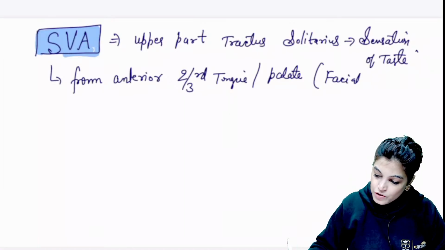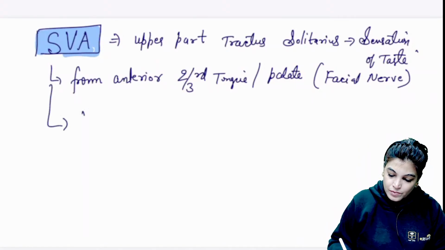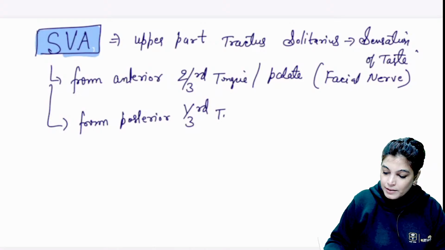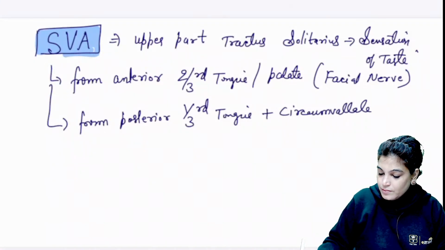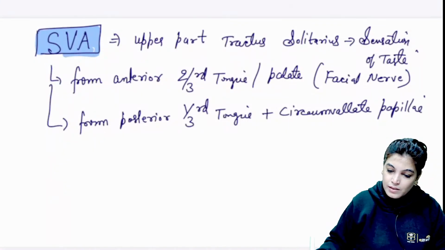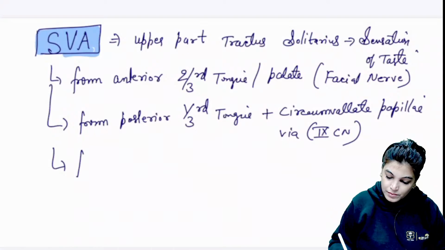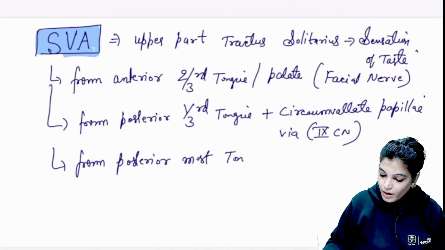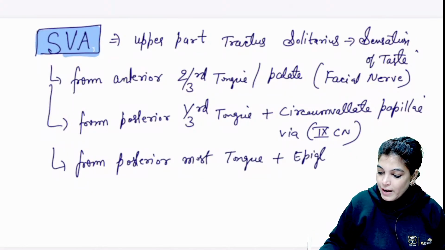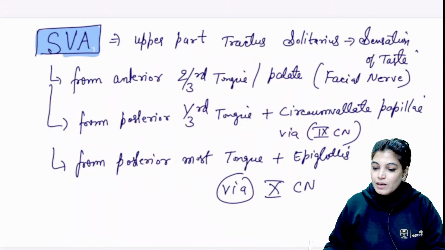Via which structure? Via facial nerve. Also from the posterior 1/3 of tongue plus circumvallate papilla via 9th cranial nerve, and from the posterior most part of tongue and also from the epiglottis via 10th cranial nerve through internal laryngeal nerve.